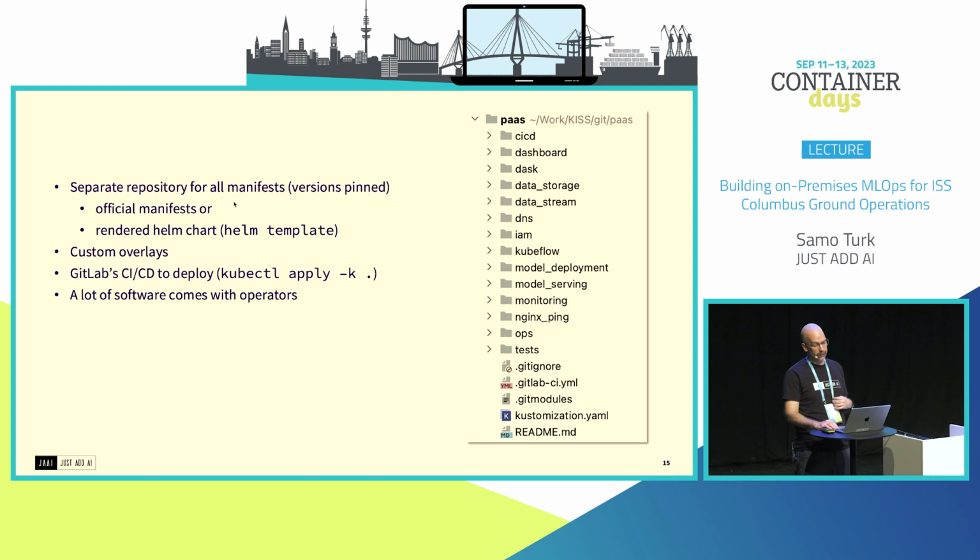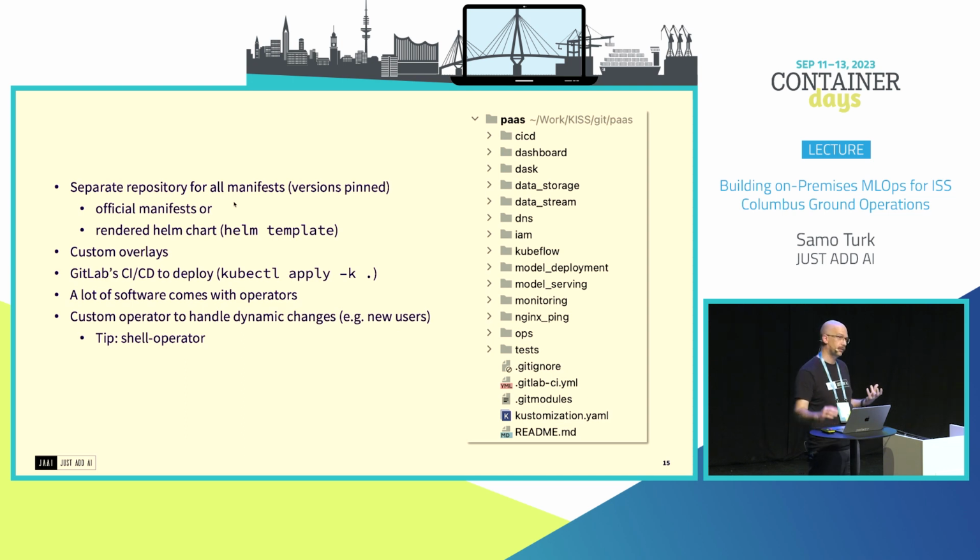We're also relying on operators quite a lot. A lot of software, especially databases, comes with operators, so if possible, we use them. And we also wrote a custom operator to handle dynamic changes. For example, with Kubeflow, if you create a new user, the user gets a namespace, but without any resource quotas on that namespace. We had some unpleasant experience with that, as a user submitted, I don't know, thousands of jobs at the same time. It didn't end well. Anyway, to enforce those quotas, we wrote our own operator that monitors this. If a new user comes up, we apply those quotas, and then everyone is safe.